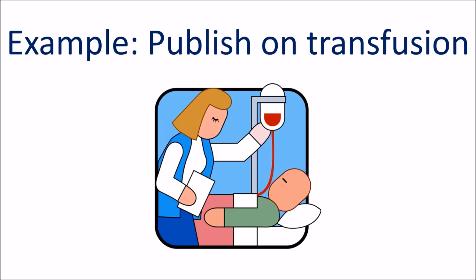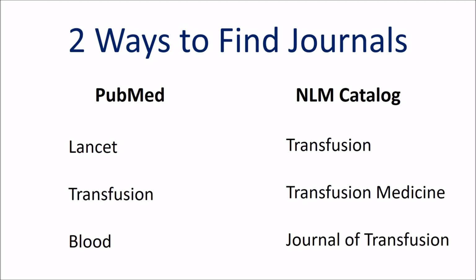So let's say you want to publish an article about transfusion. How would you know what journal to submit to? First, you could search PubMed for the word transfusion and see what journals recently published such articles. Alternatively, you could search the National Library of Medicine Catalog, or NLM. The NLM is also part of the PubMed database. The NLM is about journals, not articles. So when you search the NLM for transfusion, most of the journal results will include transfusion in the title. In other words, the NLM search gives very focused journal results, while the PubMed results are much broader.